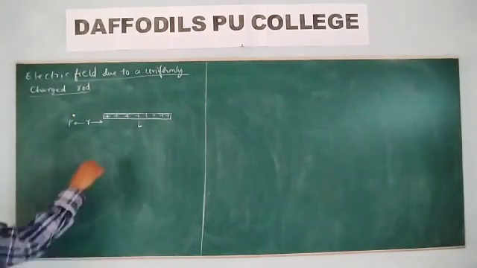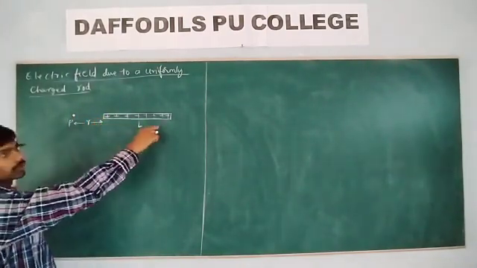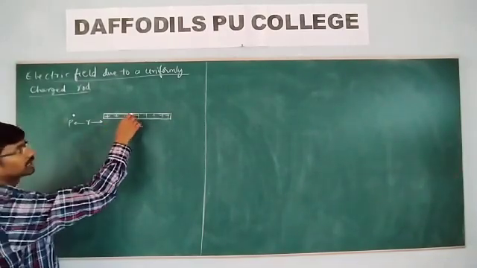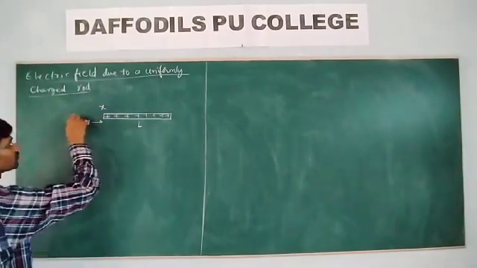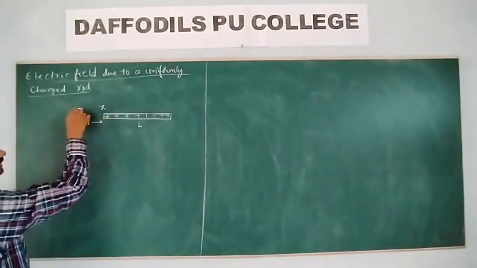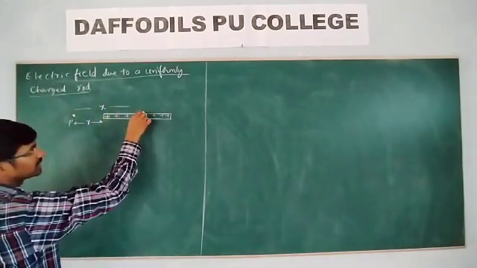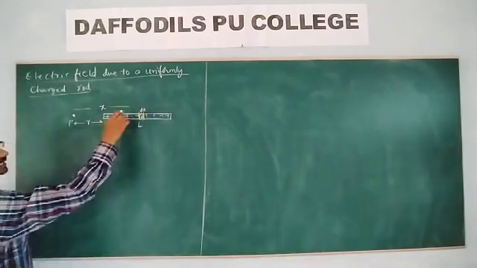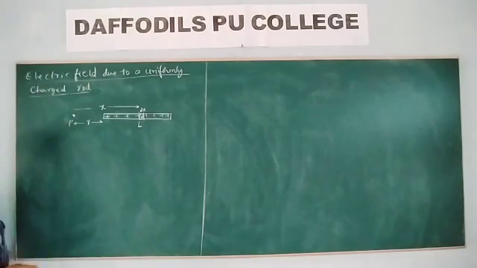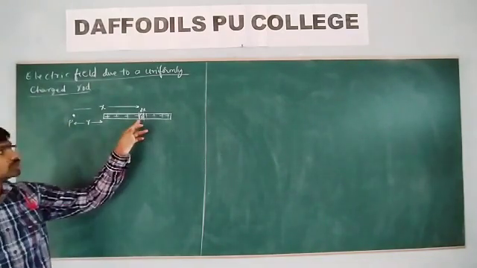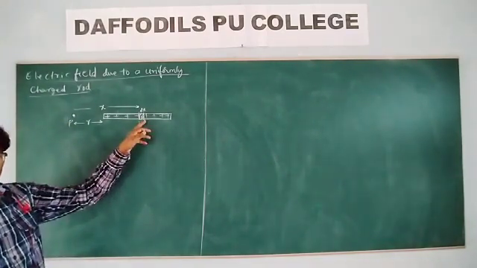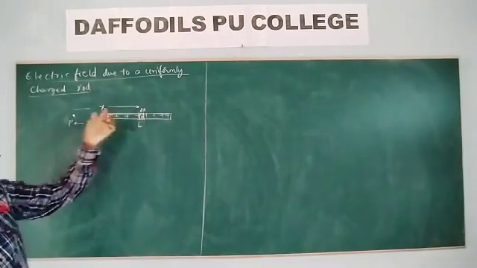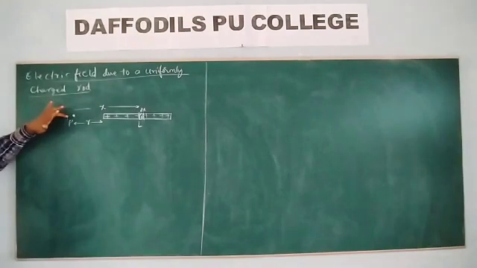Now to calculate the electric field, we have taken this rod as a whole length, but let us take, at a distance x from this point P, a small part of the length, a dx part of the length, which is at a distance x from this point. Due to this dx part of the length and its charge, at this point we find the electric field.